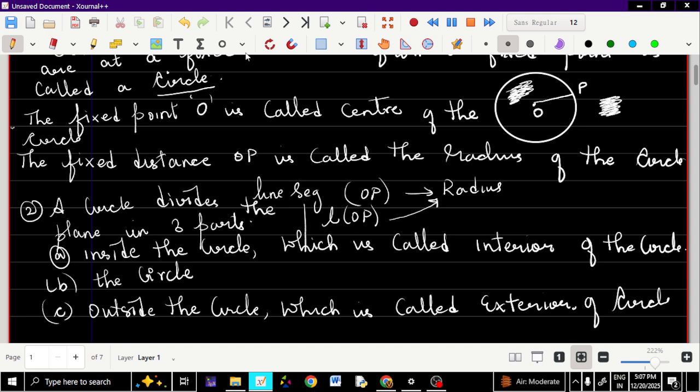Okay. Now, if you give me any one point, it is either inside the circle, it is on the circle, or it is outside the circle. So these are the only three possibilities that you can have.